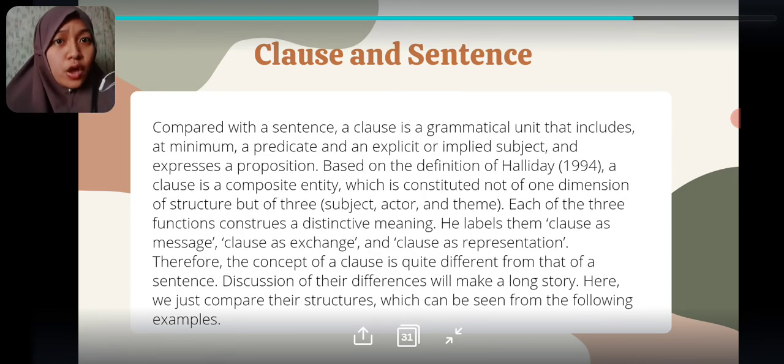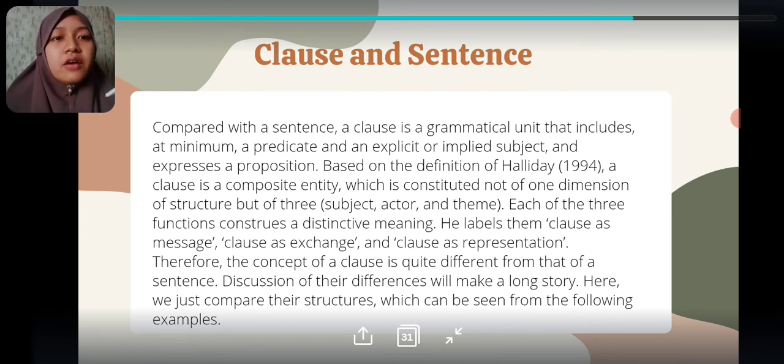Compared with a sentence, a clause is a grammatical unit that includes, at a minimum, a predicate and an explicit or implicit subject, and expresses a proposition. Based on the definition of Halliday, a clause is a composite entity which is constituted not of one dimension of structure but of three: subject, actor, and theme. Each of the three functions construes a distinctive meaning. He labels them clause as message, clause as exchange, and clause as representation.